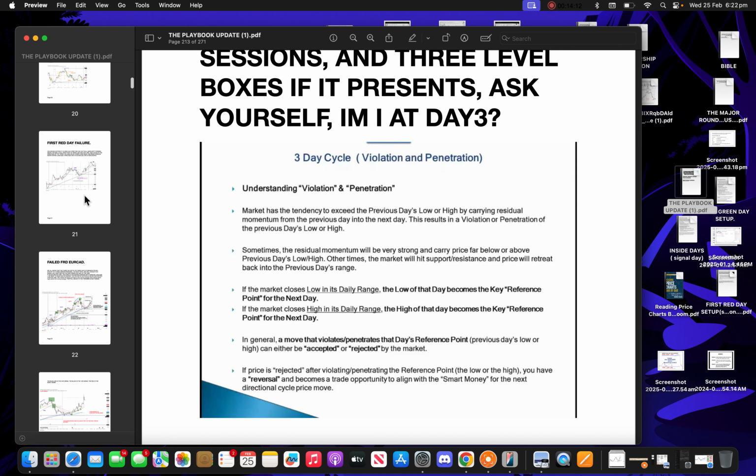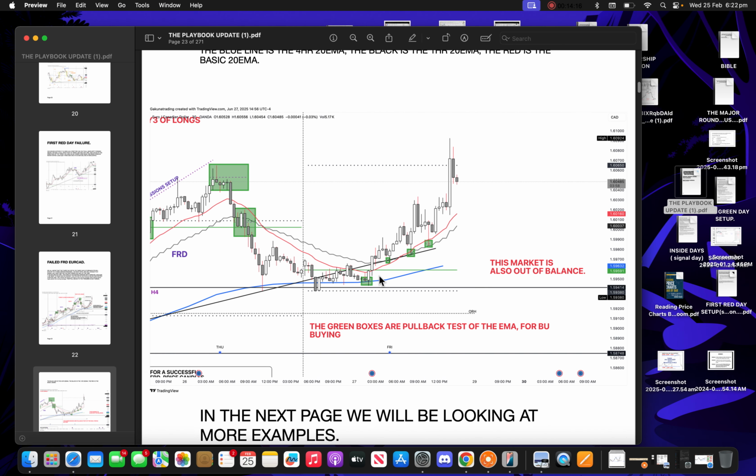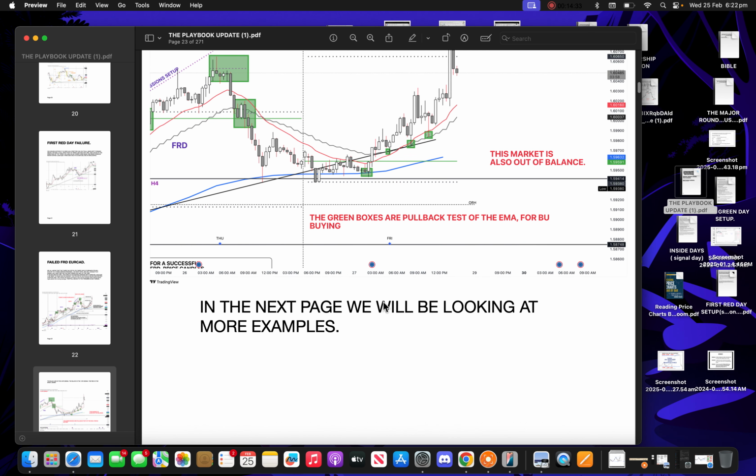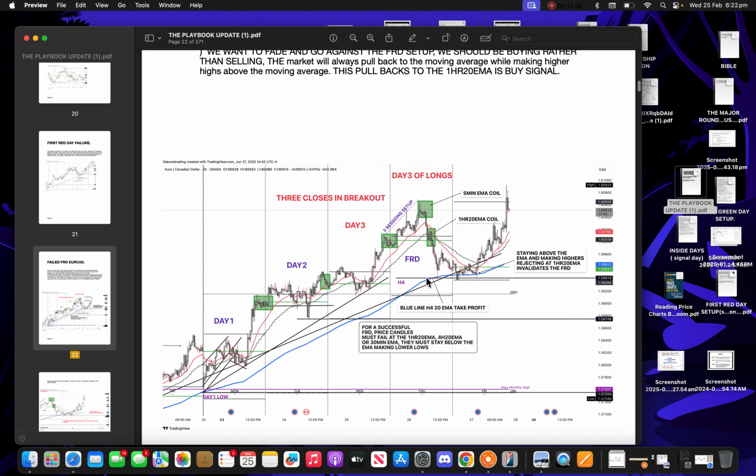Let's look at failed signal. This is a failed signal. Market gave a signal day, but we are making higher highs above the moving average after getting to the H4. This is a failed signal. This also is a failed signal.